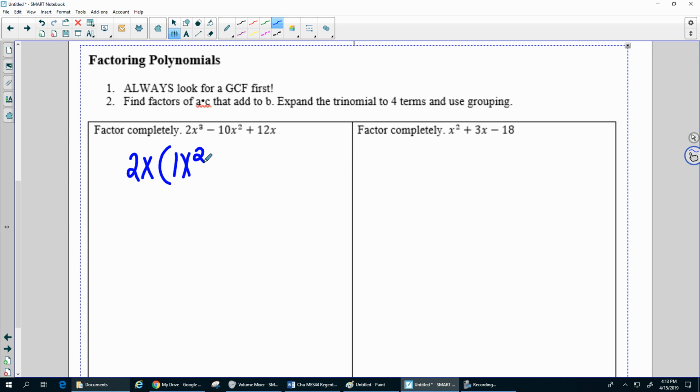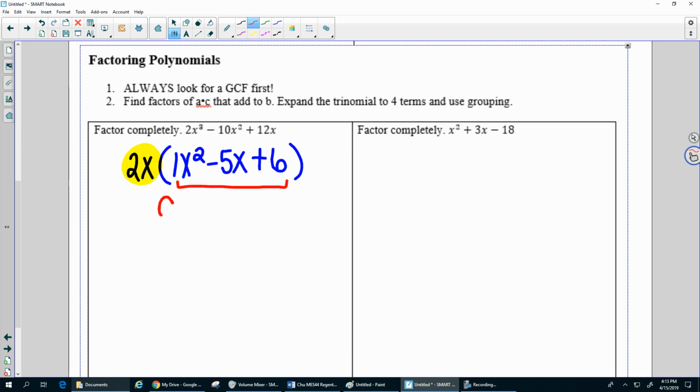Factor out 2x from your second term, you're left with negative 5x. And factor out 2x from 12x, you're left with just positive 6. Okay, so we're going to hold on to this 2x. Don't forget about it. We need it at the very end. But we're just going to be working with this polynomial inside our parentheses.